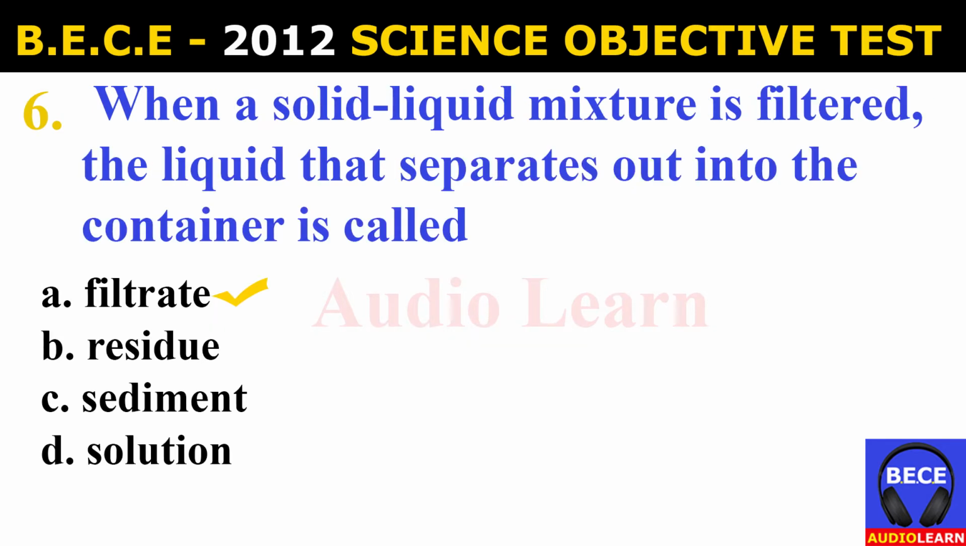Number 6. When a solid liquid mixture is filtered, the liquid that separates out into the container is called A, filtrate, B, residue, C, sediment, D, solution. And the answer is A, filtrate. When a solid liquid mixture is filtered, the liquid that separates out into the container is called filtrate.